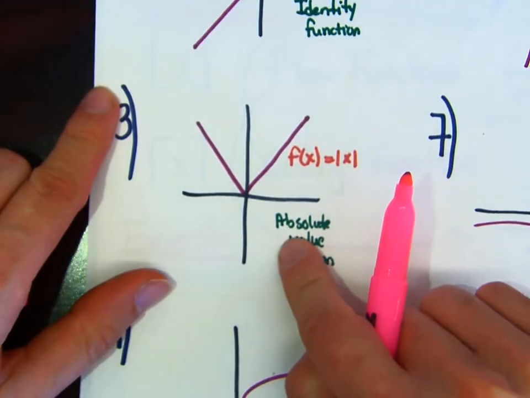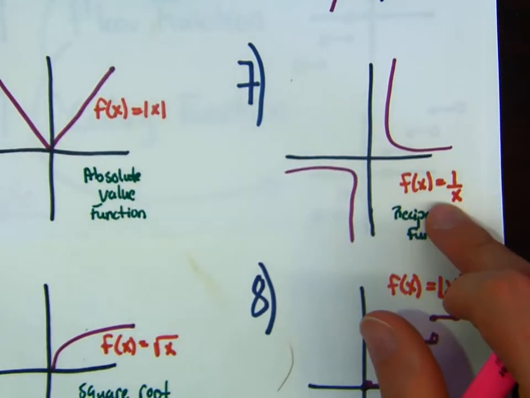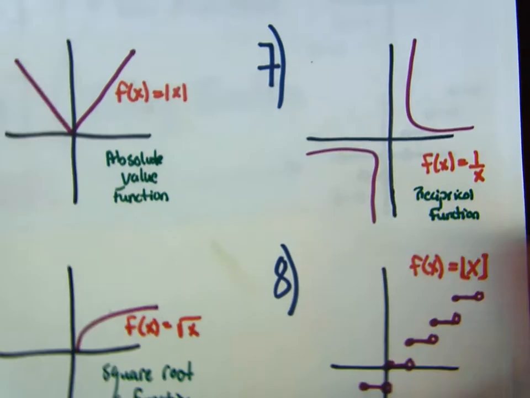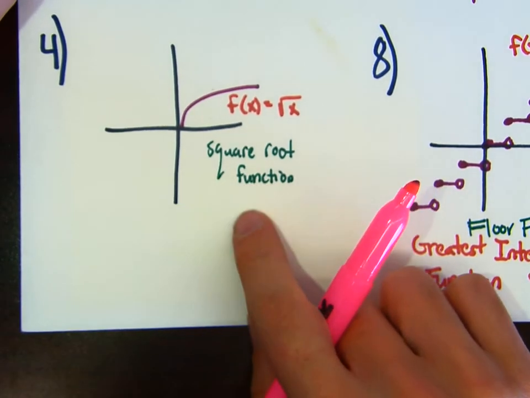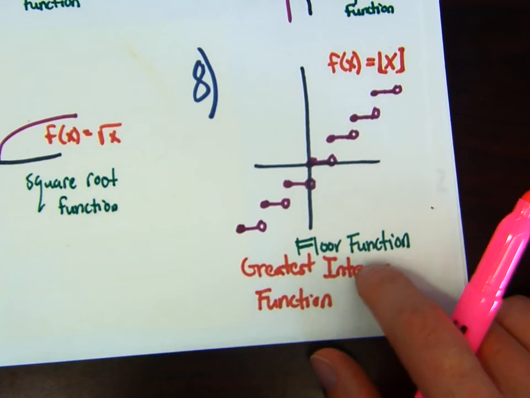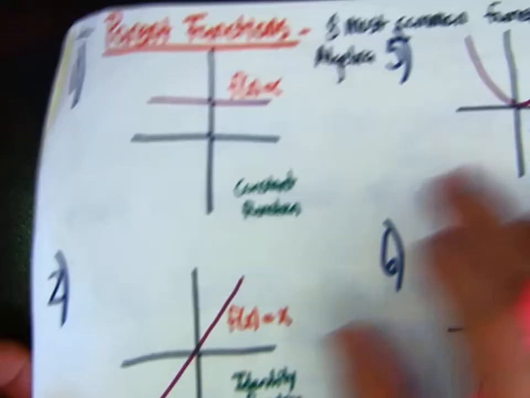Absolute value function we did. The rational function we looked at, but we didn't go full in depth. We'll do that next time. Square root function we did. And here we have a floor function or a ceiling function, and I'll show that one really soon. So the idea is, let me do the first one right here.